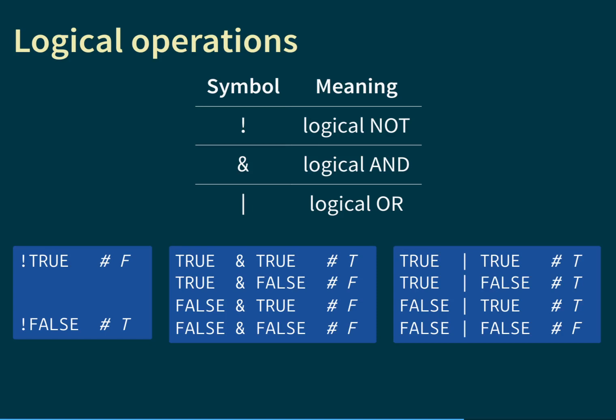Logical and works a bit differently because it takes two inputs. Both of them have to be logical, and as you can see in the table in the middle, you only get back true if both of the logical values happen to be true. Otherwise, you get back false. And the logical or symbol also takes in two logical inputs, but it only returns false if both of the inputs are false, otherwise it returns true.